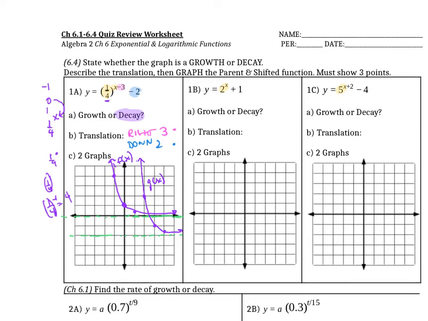And then you do the same thing here, right? Again, when you're looking at this, you're graphing a 2 to the x, so plug in -1, 0, and 1. And then for this one, you're graphing a 5 to the x as your parent, and then translate it as well.